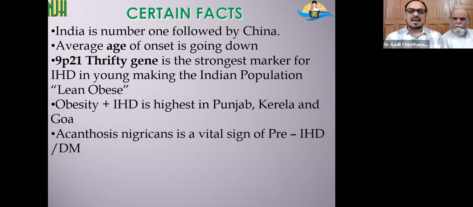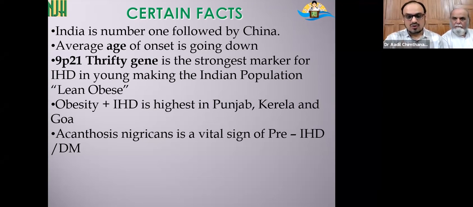Anyway, so obesity and ischemic heart disease is highest in Punjab, Kerala, and Goa. And acanthosis nigricans is a vital sign of pre-ischemic heart disease or diabetes mellitus. Now, one thing I want to tell you is the 9p21.50 gene is activated by the age of roughly 6 to 8 years. The gene is activated and shows its effect as late as 50, 52, 60 years. Initially, it showed its effect as late as 65, 70.